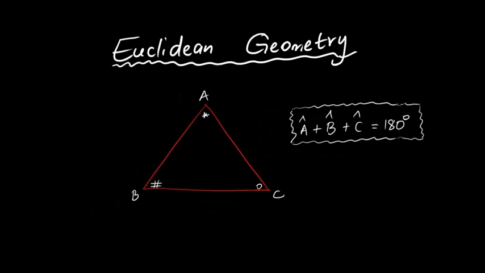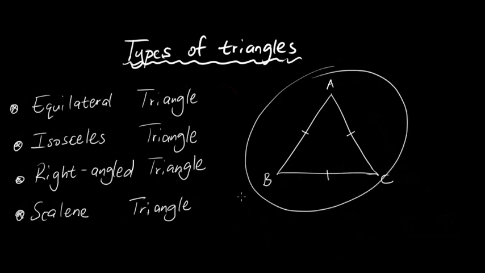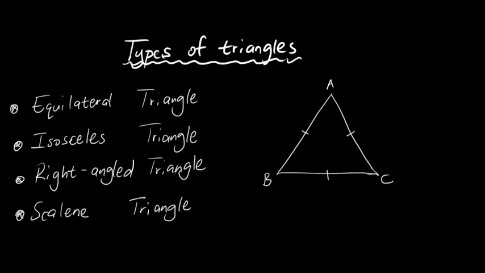Now let's look at different types of triangles. We have the equilateral triangle. An equilateral triangle, as the name might suggest, is a triangle with equal sides, a triangle with equal angles. So if I have triangle ABC with side AB equals side AC equals side BC, then I can conclude that this triangle is an equilateral triangle, and therefore angle A equals angle B equals angle C.